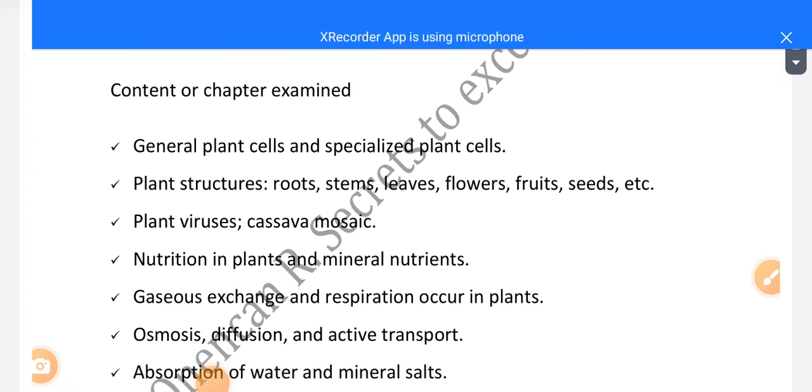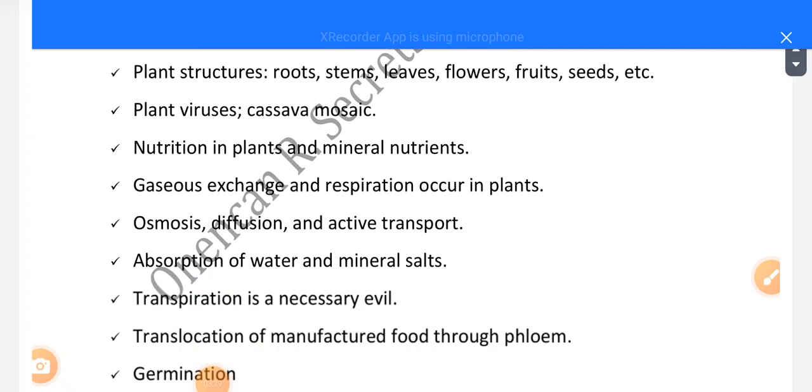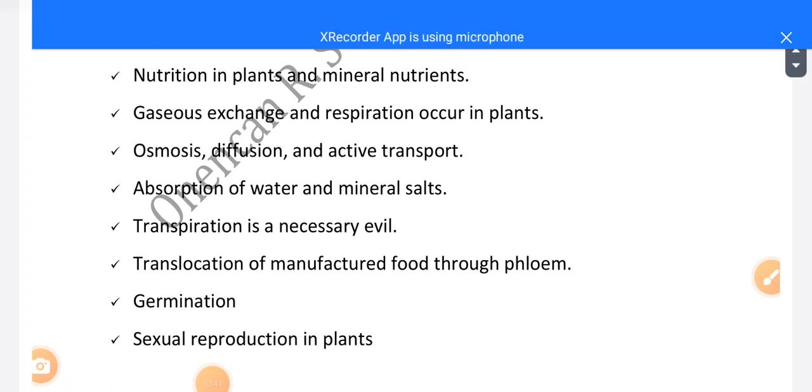Now, they can also bring about plant viruses. We studied about the cassava mosaic. You remember? About that one was senior 1 chapter under the viruses. So they can also ask you about viruses. They can ask you about nutrition in plants and the mineral nutrients. That is senior 2. They can ask you about osmosis, diffusion, and active transport. They can also ask you about absorption of water and mineral salts.